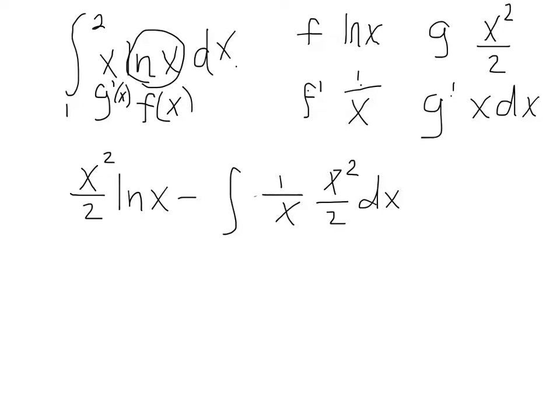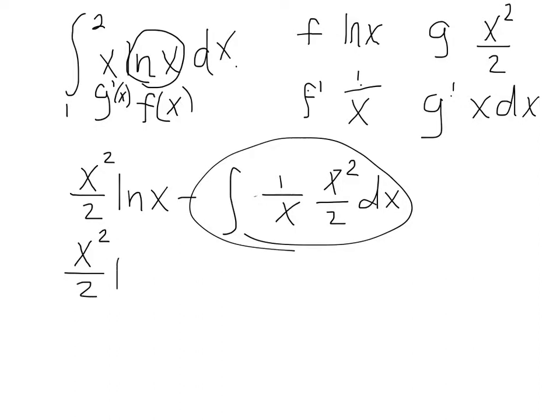Now the integral simplifies quite a bit, and it is something that is very easy to find the antiderivative of. We're going to have x squared over 2 natural log of x minus the integral, well, we can pull the 1/2 out in front, and then x squared divided by x is just x dx. So we can integrate that.